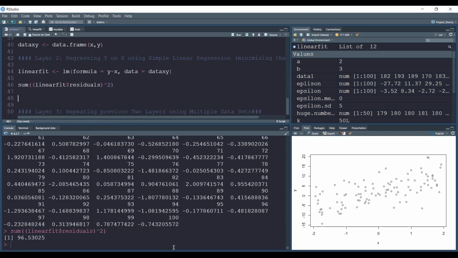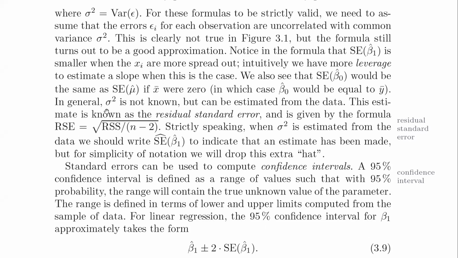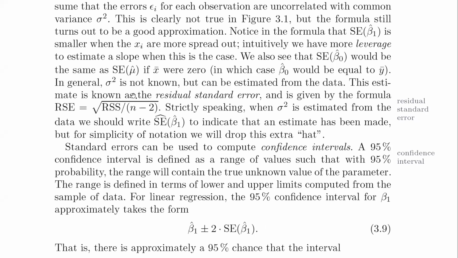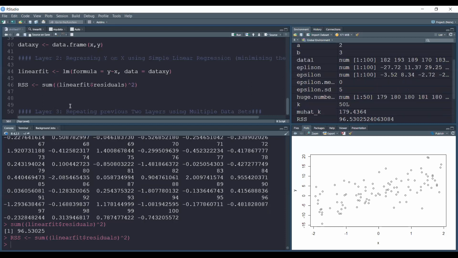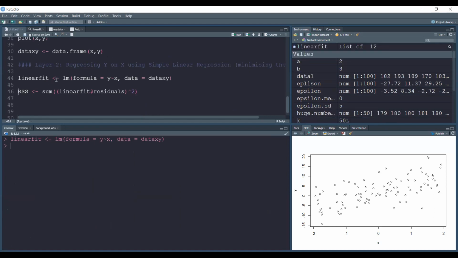To approximate the sigma squared, we calculate the square root of RSS divided by n minus 2. So there's RSS. Remember, it's what the linear fit is trying to minimize. So when we have this fit, when we have these 2.067 and 3.120, these two parameters minimize the residual sum of squares. So for this specific data set, you cannot get less than 96.53025.